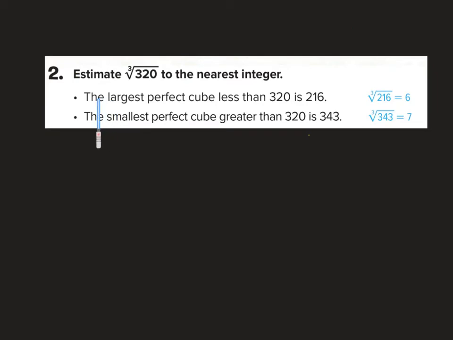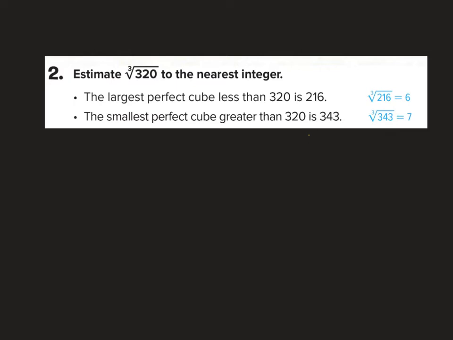Now let's take a look at an example where we're looking at estimating a cube root of a value. So here we're being asked to estimate the cube root of 320 to the nearest integer. So the largest perfect cube less than 320 is 216, and the cube root of 216 is 6, and the smallest perfect cube greater than 320 is 343. And the cube root of 343 is 7.